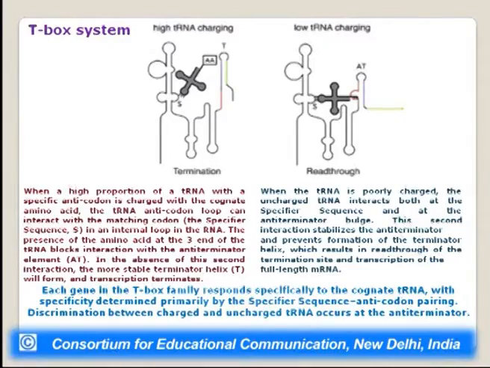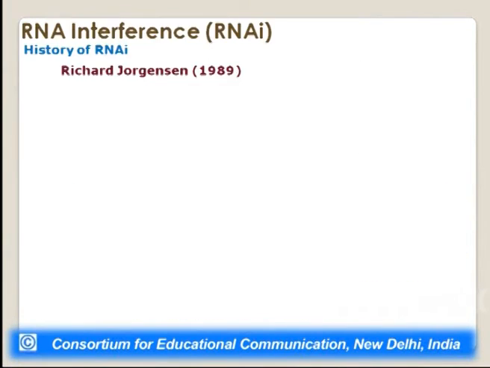of the tRNA. Each gene in the T-box family responds specifically to the cognate tRNA, with specificity determined primarily by the specifier sequence anticodon pairing. Discrimination between charged and uncharged tRNA occurs at the anti-terminator region. So, which downstream genes are targeted depends upon the specifier sequences. However, whether there is a high level of tRNA charging or a low level of tRNA charging is sensed by the presence of the amino acid. So, that is all about riboswitches, and how these riboswitches regulate gene expression.